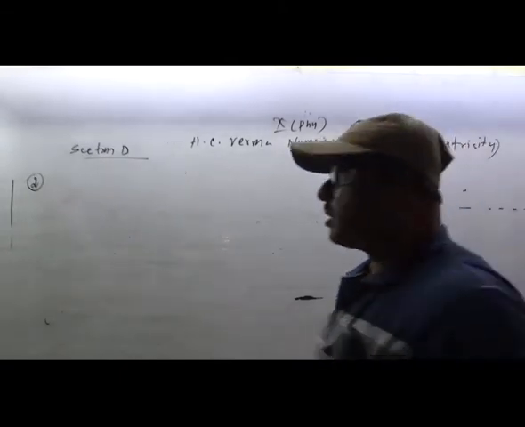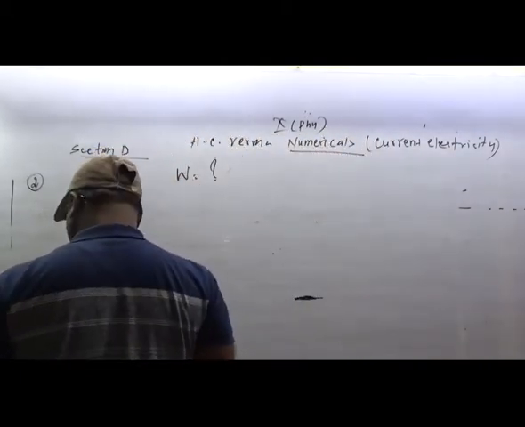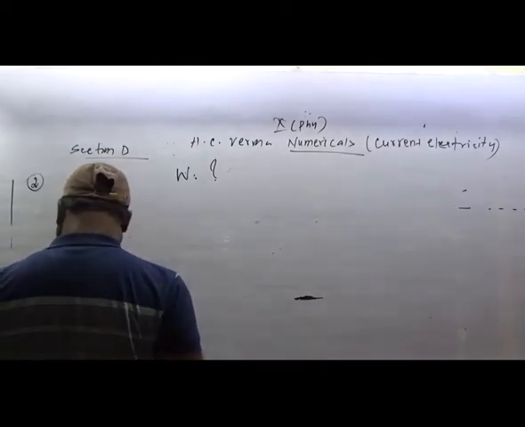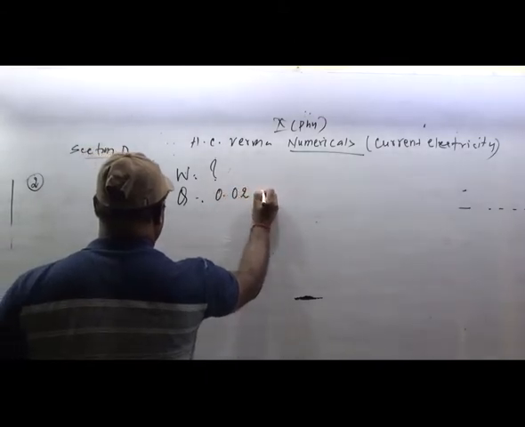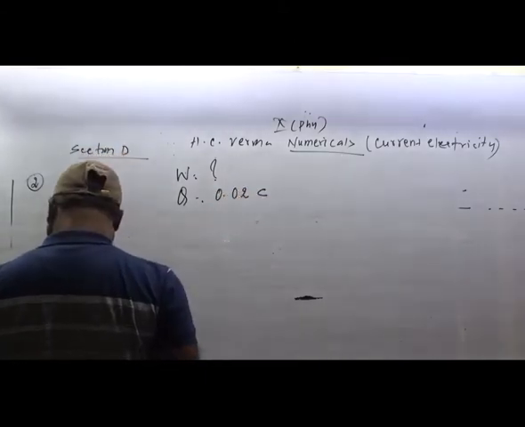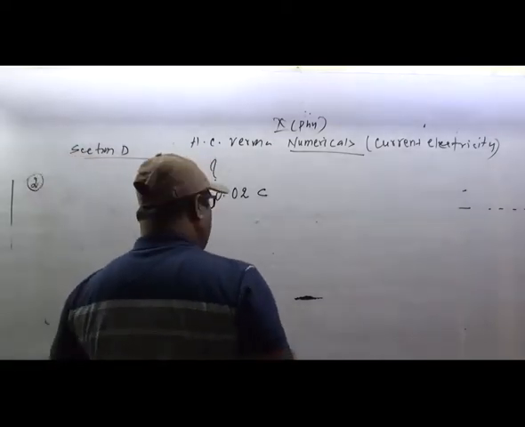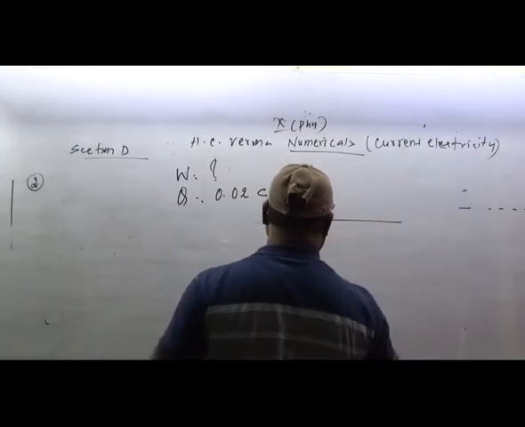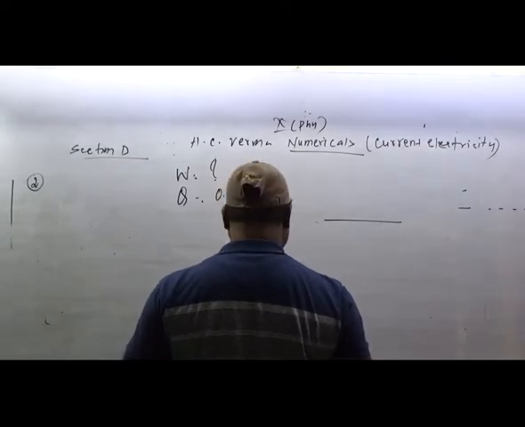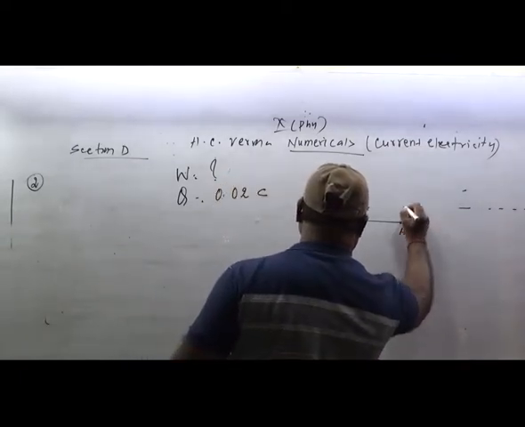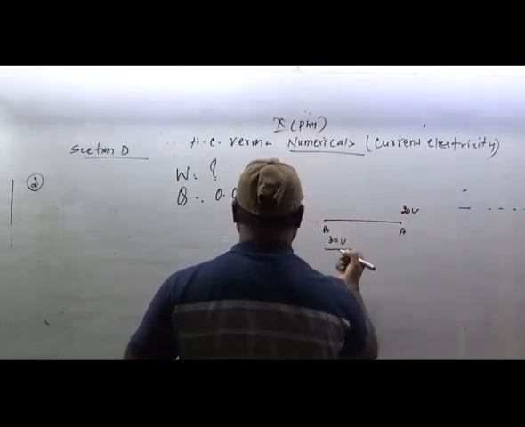We have to find what? Work done, so I put a question mark for work done. In taking a charge 0.02 coulomb, Q is equal to 0.02 coulomb from A to B. Once again, this is the potential. So we have to find the work done from A to B. If the potential at A is 20 volt and at B is 30 volt, how much is the work?